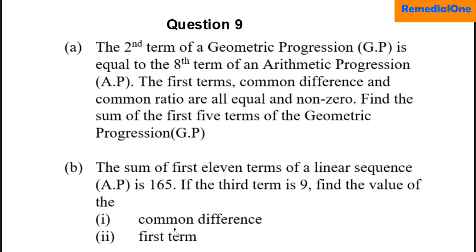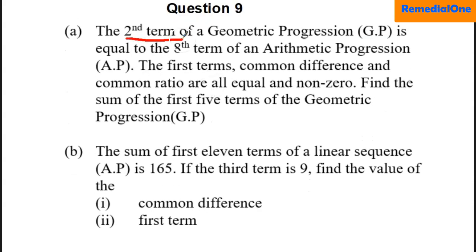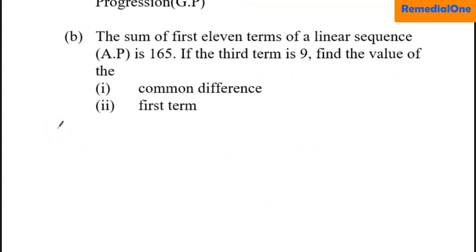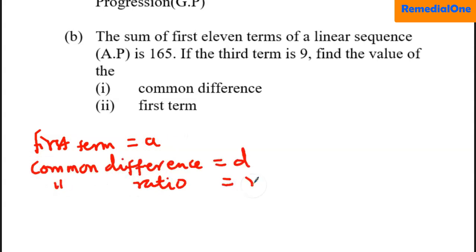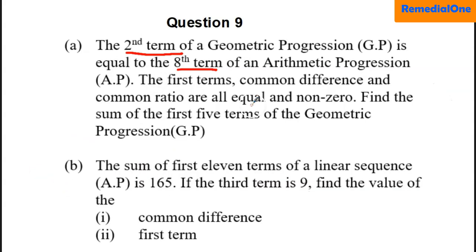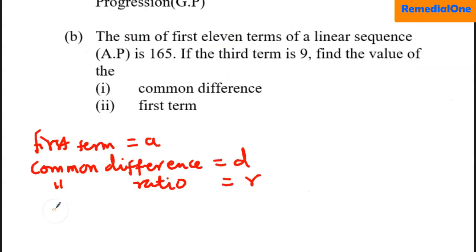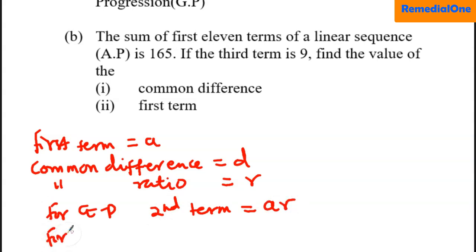Okay, so let's see how we are going to solve this problem. So the first one, second term of GP, then the 8th term. First of all, let the first term be A, the common difference D, and the common ratio R. In the question, we mentioned the second term of GP. So for GP, the second term is AR. Then for AP, the 8th term is A plus 7D.